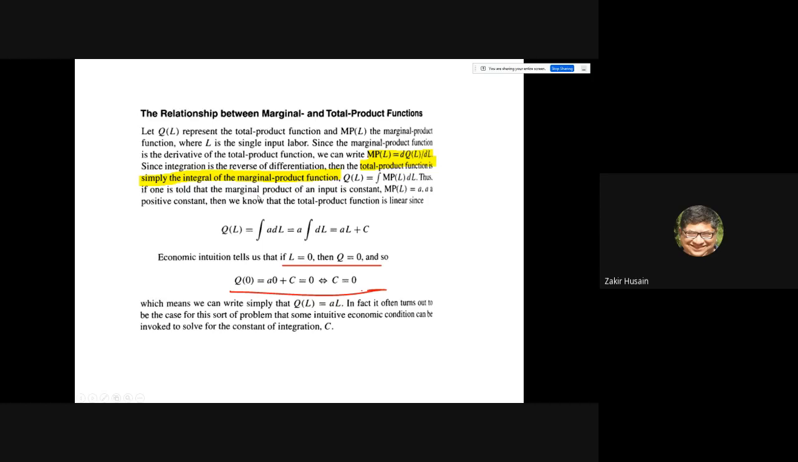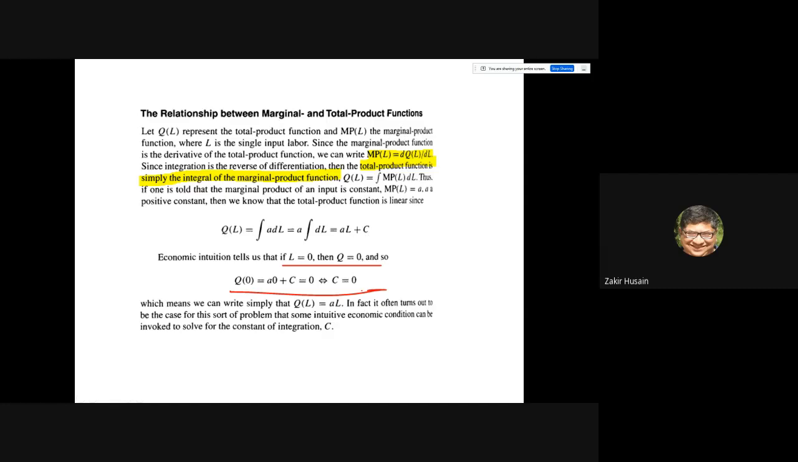If we are told that the marginal product of an input is constant, let us say MPL is equal to A, a positive constant, we can simply integrate this. We take out A, and the integral of dL is simply L. So we have AL plus C. This is a linear function. We don't know the value of C, so we don't know the intercept, but economic intuition will tell us that if L is equal to 0, we will get the intercept.